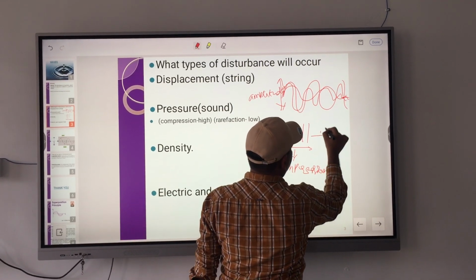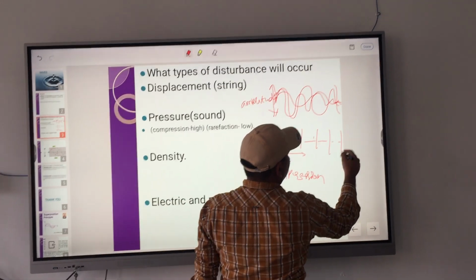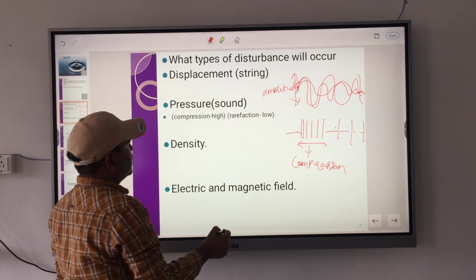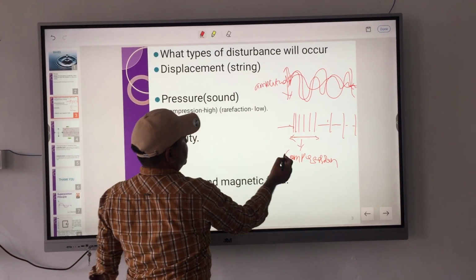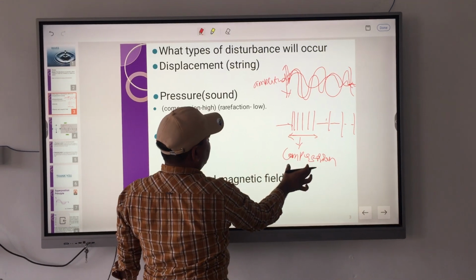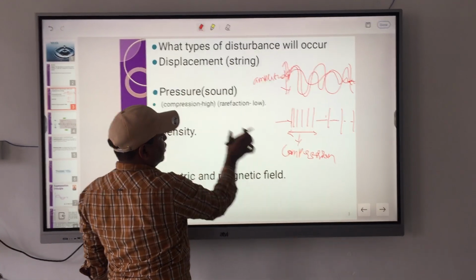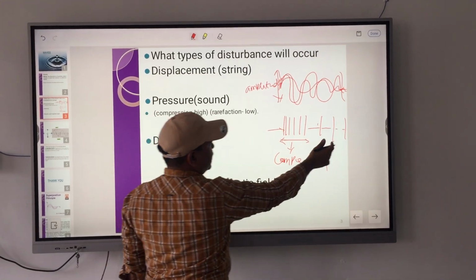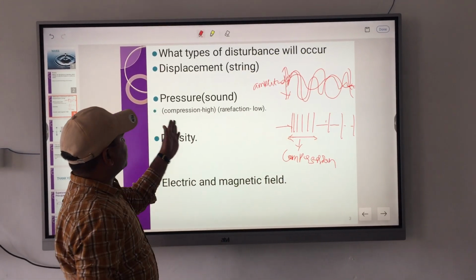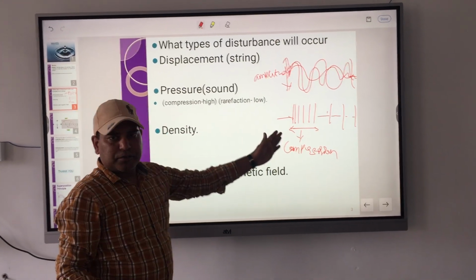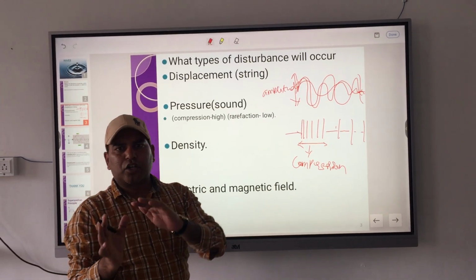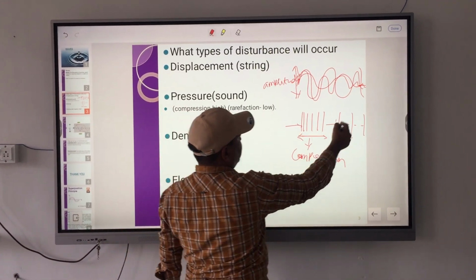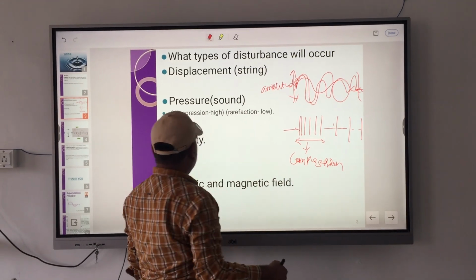Rarefaction will be created means that our molecules will move to the saturation condition after some time. So when pressure is high, compression will be created, and when the compression is low, rarefaction will be created. It means that our wave is forming from the pressure. Means we are pressing some molecules or particles in a particular direction, so from pressure the disturbance is moving in the further direction.